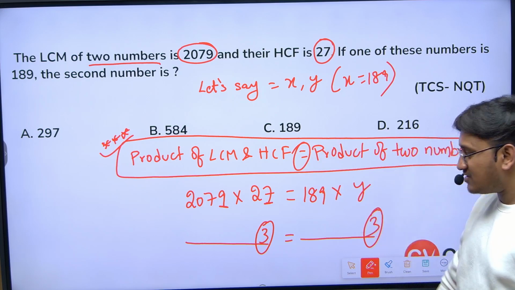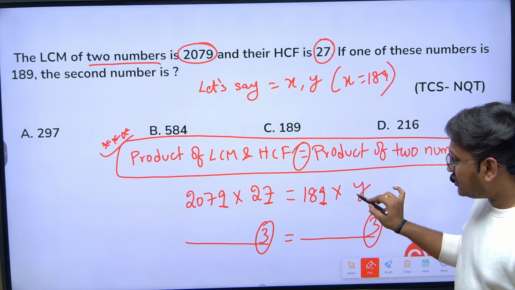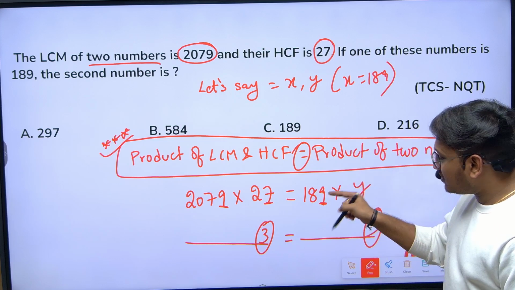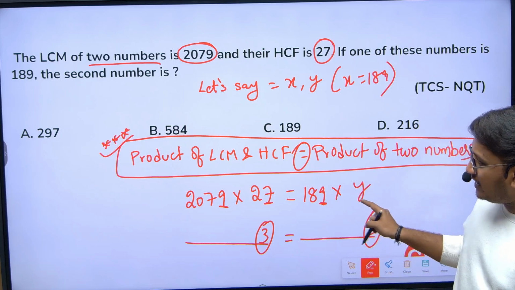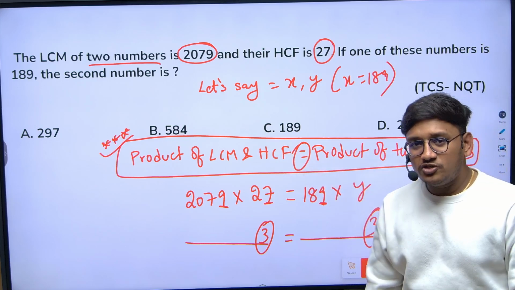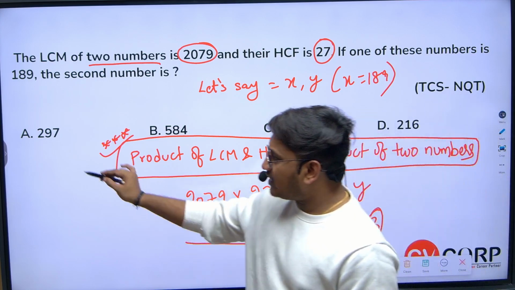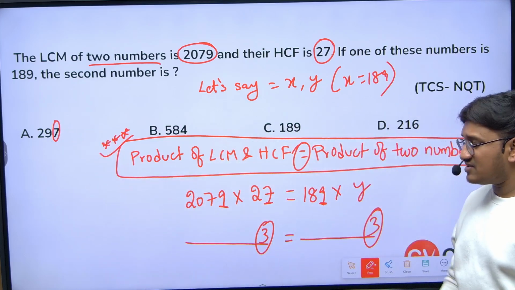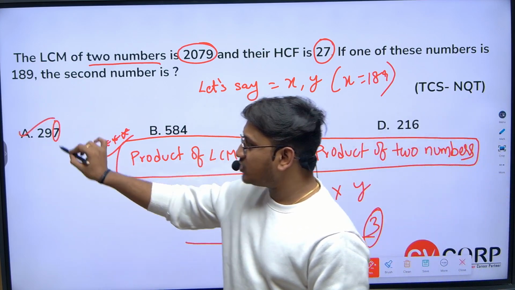I got to know that it is 3, right? Now this number ends with 9. Which value of y in the units place multiplied with 9 gives the result 3? So if I consider the value of y as option A, 297, I don't want the entire number, I want only the units place of this y. So what is 7 9s? 63. So here 3 is getting matched. So my answer can be option A.